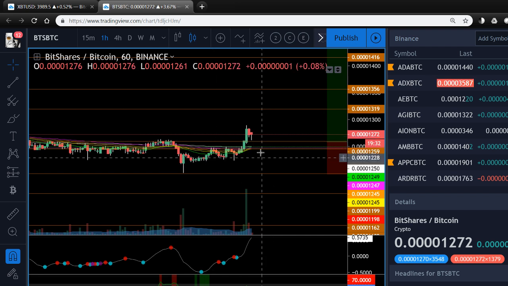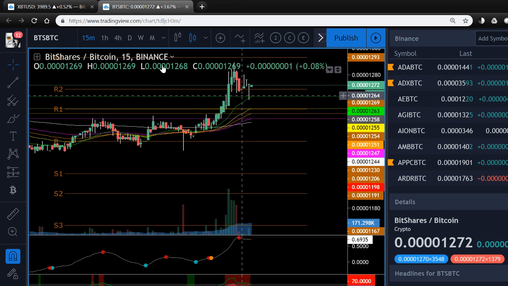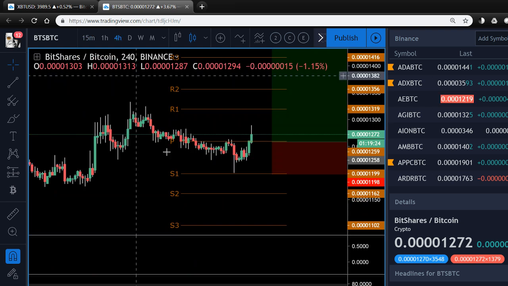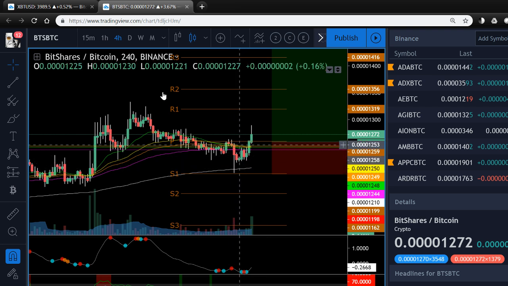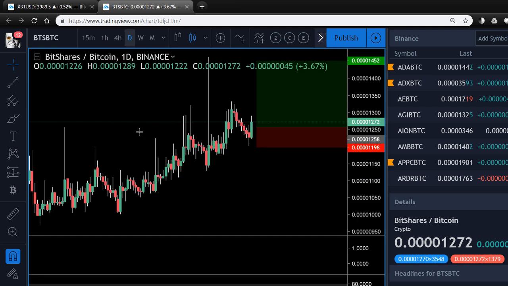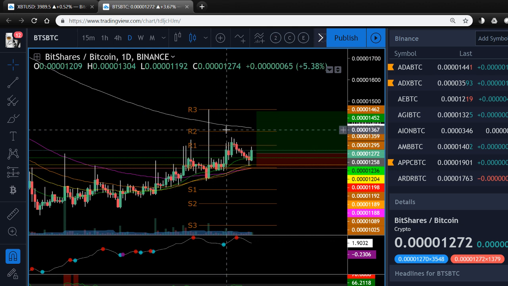So on the 1 hour, we just got into an uptrend. On the 15-minute, we're already getting crosses. On the 4 hour, we're already in an uptrend. We actually just bounced before we got into the trade. We bounced off the 200. And then on the daily, it looks like we're coming up to R2.